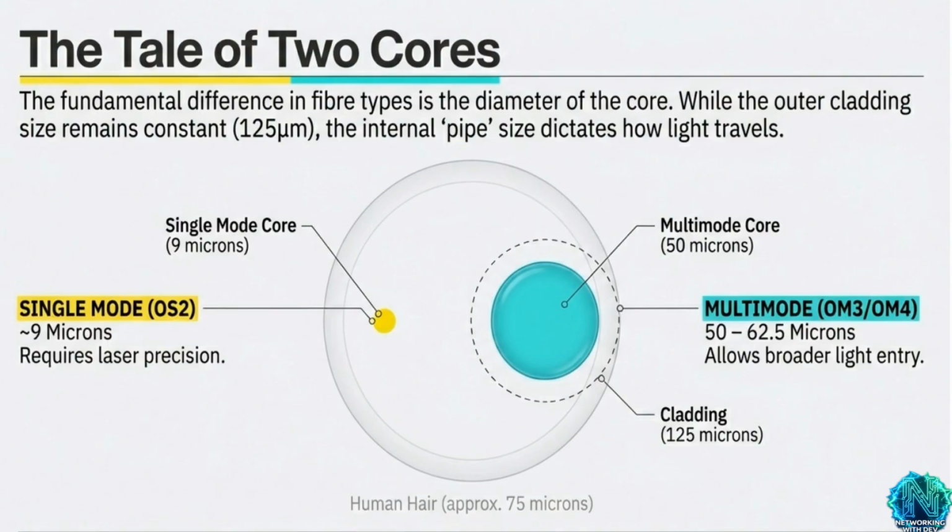over shorter distances. To give you some perspective on just how small these technologies are, a single human hair is roughly 75 microns. We are effectively moving terabits of data through pathways significantly thinner than a strand of hair. Let's break down which one you should use for your specific network.